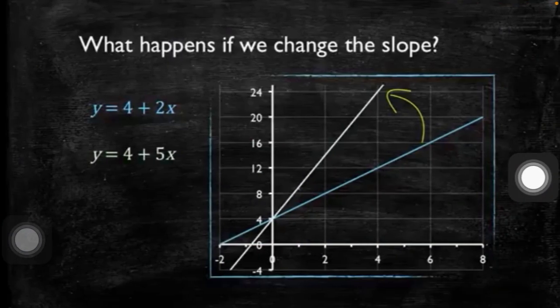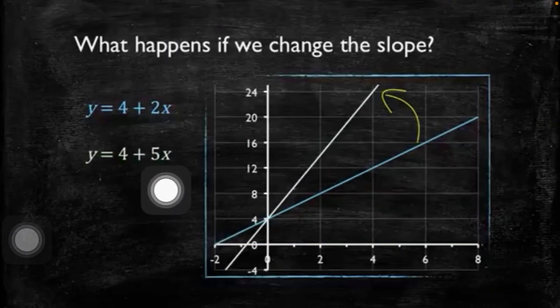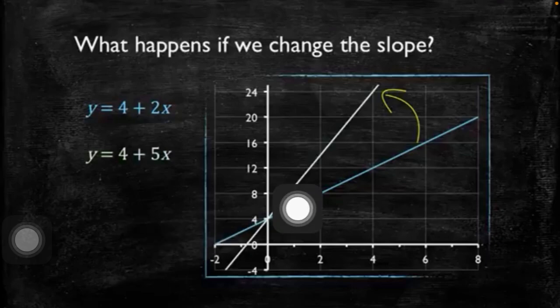In the next example, I am going to change the coefficient of x and fix the value of the intercept. As you can see on your screen, this blue line is the previous linear equation, and this white straight line represents this function. Now this line passes through 4, but it moves upward like this. So the line y equals 4 plus 5x rises faster than the previous linear equation. I get the faster results, and here y is 5 times x.